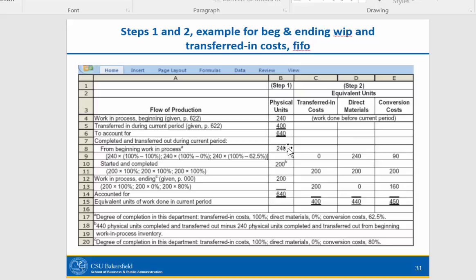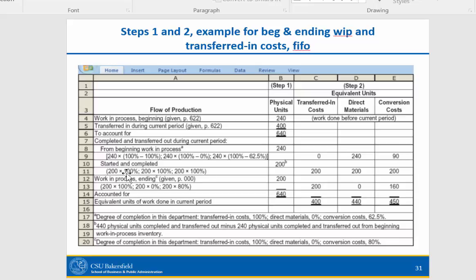So in FIFO, here is what we do. If you look at the 240 units from the beginning inventory WIP, there is no need to apply any transferred-in costs, any investment on that. For direct materials, yes, you do have to make sure you complete the 240 units, then you're going to package them and sell them. So 240 is the number of equivalent units you have to consider for the packaging, because of the direct materials. Then you look at the conversion cost. 62.5% is done, so you're going to look at the remaining part, which is 100% minus 62.5%, about 37.5%. That remaining degree of completion, multiplied by 240, tells you that equivalently I should work on 90 units only. So I only need to invest in 90 units for the conversion cost.